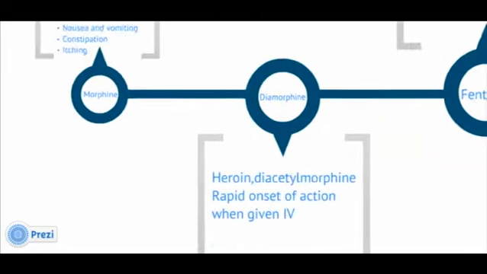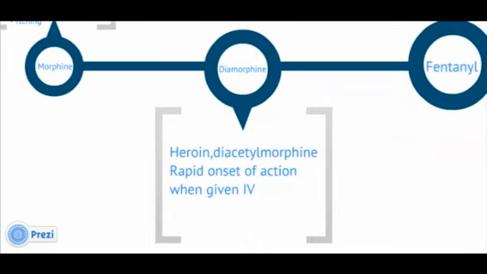Diamorphine, aka heroin or diacetylmorphine, is more lipid soluble than morphine, hence transfer across the cell membrane is more rapid, and due to this rapid onset of action, its sedative effects are brought about more quickly.